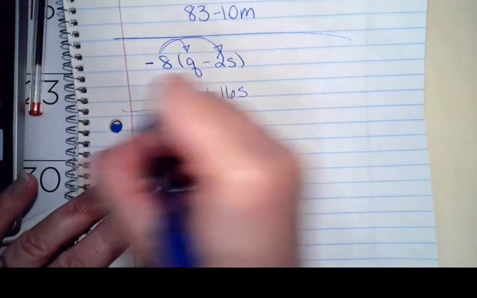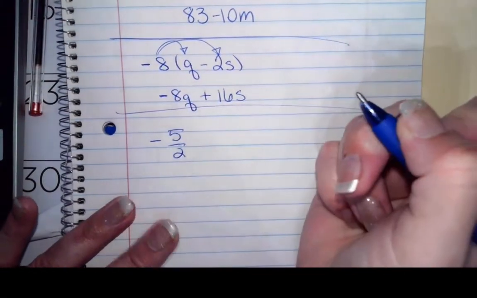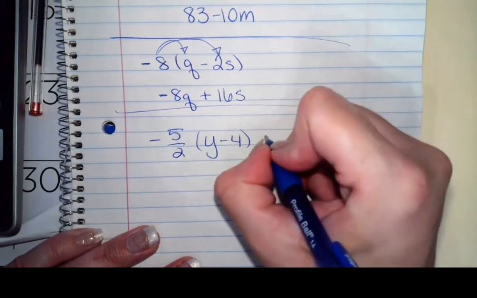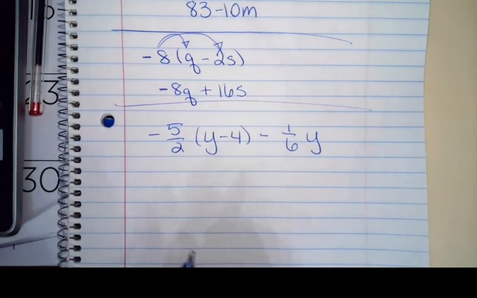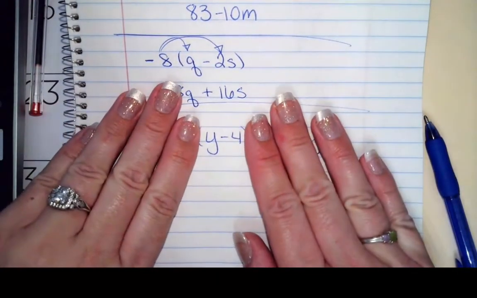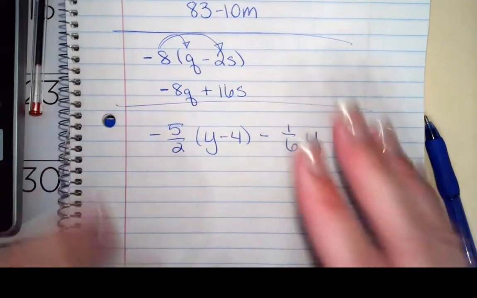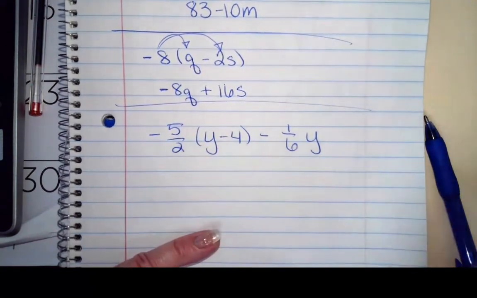Okay, so I have negative 5 halves times y minus 4 minus 1/6 of a y. Okay, so I see grouping symbols. Look inside. Is there anything you can do? No, those are not like terms. You're stuck. So move out a little bit. Well, I can distribute that fraction to both terms.